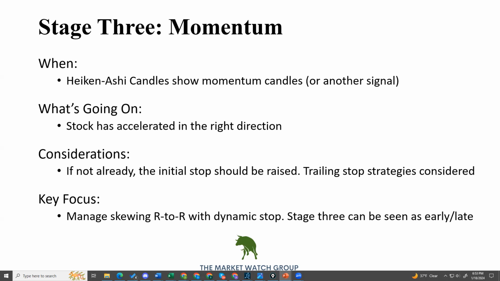Now, what's happening? The stock's accelerated in the right direction. We'd love to see those Heikin Ashi stay big, but eventually they start to get a little smaller body. The highs don't get as high. That's a great sign that momentum is subsiding. We go to the traditional candles. I always look at both candles. I never look at only one or the other. And I start to see shadows. I start to see volume slowing down. And I think, oh, this thing's maybe coming to an end.